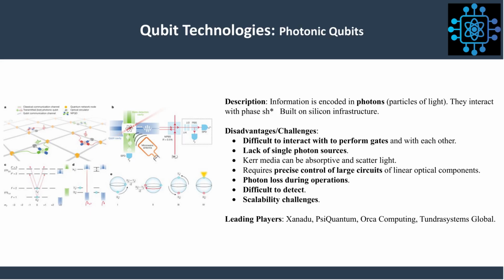Photonic qubits encode information in photons, leveraging silicon infrastructure. Challenges include difficulty in performing gates, lack of single photon sources, and photon loss. Kerr media issues and scalability also pose hurdles. Leading players include Xanadu, PsiQuantum, Orca Computing, and Tundra Systems Global.